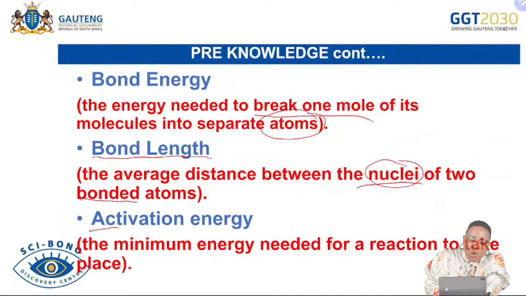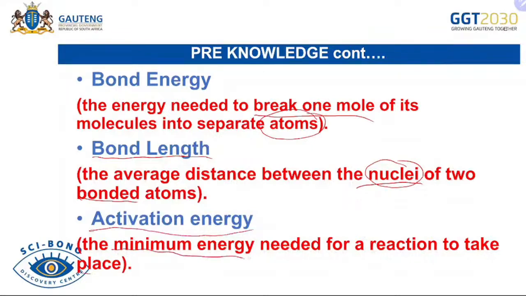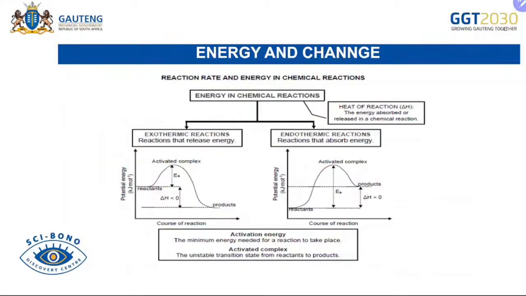And then we know that for any reaction to occur, we need activation energy. There is no way that a reaction can occur if the activation energy of that particular reaction is not sufficient. What is this activation energy? It is the minimum energy needed for the reaction to take place. So we expect that for every reaction to occur, it must at least have the sufficient activation energy that will allow the interacting particles to undergo a chemical change.